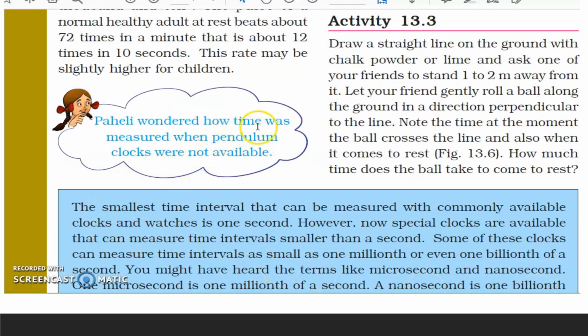Paheli wondered how time was measured when pendulum clocks were not available. We will discuss this and the continuation of this in our next class.